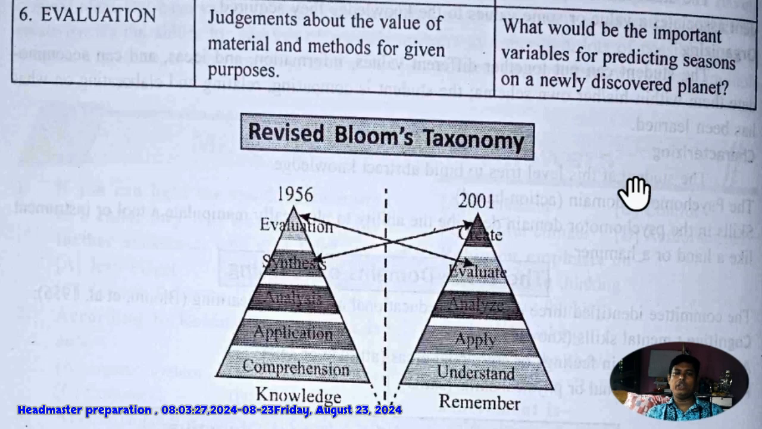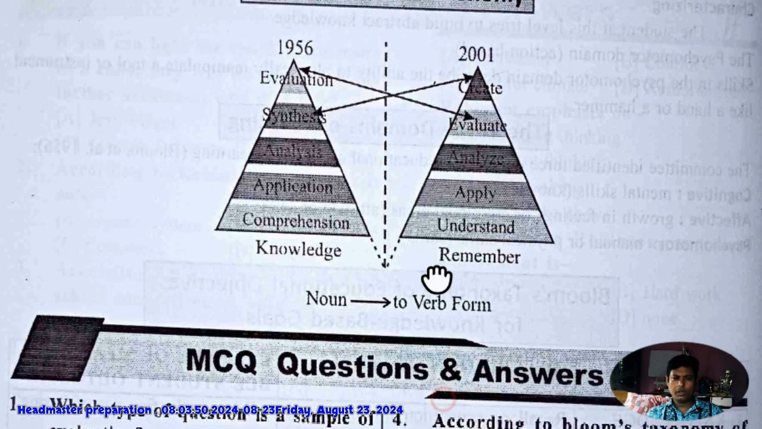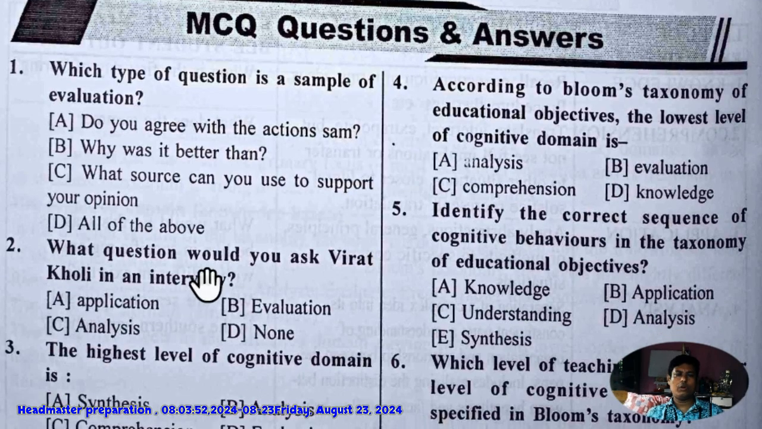So some MCQs on Bloom's taxonomy. Which type of questions is a sample of evaluation? Do you agree with the action? Why was it better than? What source can you use to support your opinion? So these are the question 1 answers, and the answer is all of the above. Do you agree? These are all questions. Obviously.